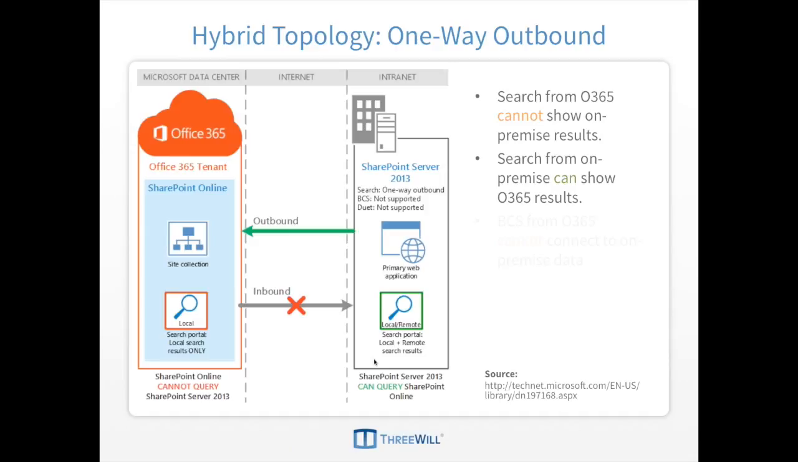But what that means is that as we're dealing with their users, we're really trying, in a lot of cases, to redirect their users into using the on-premise search pages so that we can present both sets of results to them. Now, the downside here on this topology, BCS connectivity from the cloud to the local instance is not going to happen, nor is Duet integration.